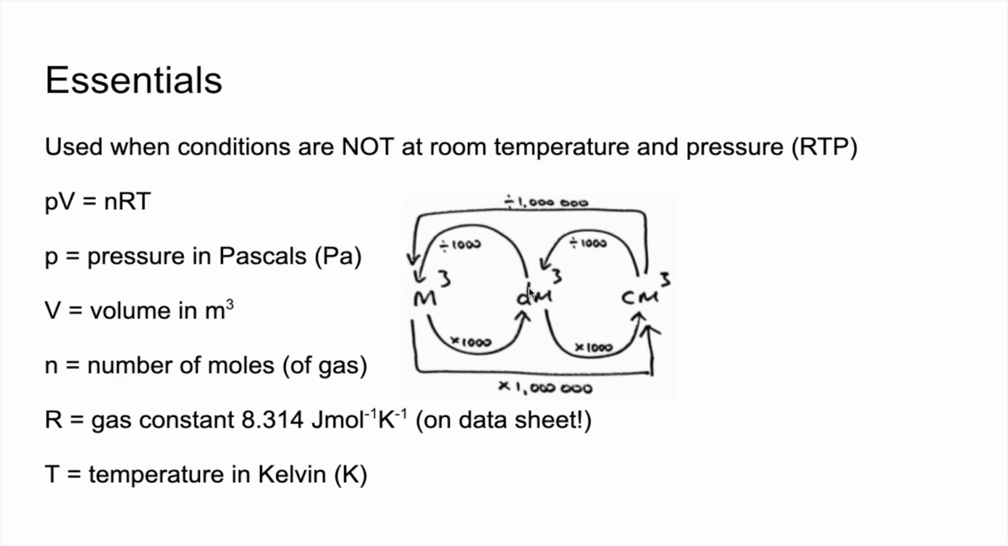So you can see if you're going from dm cubed to meters cubed to use in the equation, you need to divide by 1000. If you've been given the volume in cm cubed, you actually have to divide by 1,000,000 to get it into meters cubed. The other one I'm going to look at is temperature. To go from degrees C to Kelvin, you add 273. So we'll look at a couple of questions now.